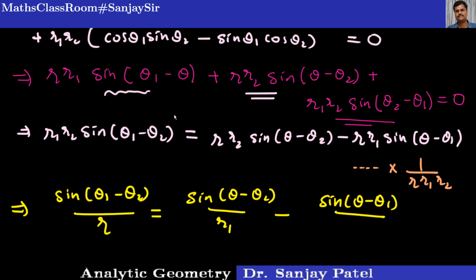upon r2. And this is the required polar equation of a straight line passing through two distinct points, A (r1, theta 1) and B (r2, theta 2), given in the polar coordinate system. So hence the theorem is proved. Hence the theorem is proved.